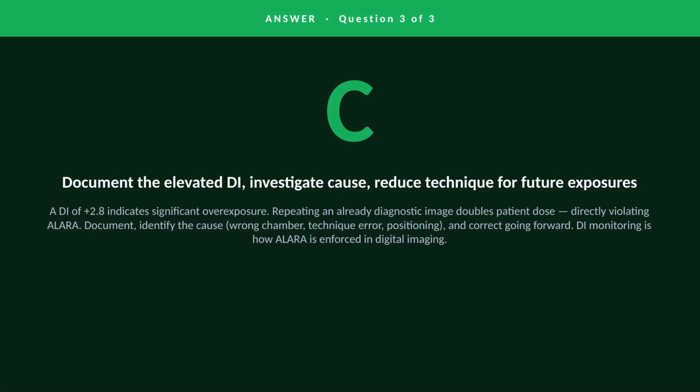The answer is C. Document the elevated DI, investigate the cause, and reduce technique for future exposures. A DI of plus 2.8 indicates significant overexposure. Repeating an already diagnostic image doubles patient dose without benefit, directly violating ALARA. The correct action is to document, identify the cause, and correct technique going forward. DI monitoring is how ALARA is enforced in digital imaging.